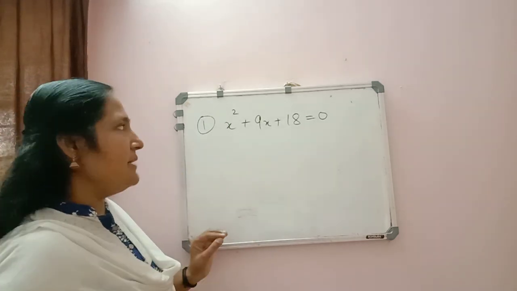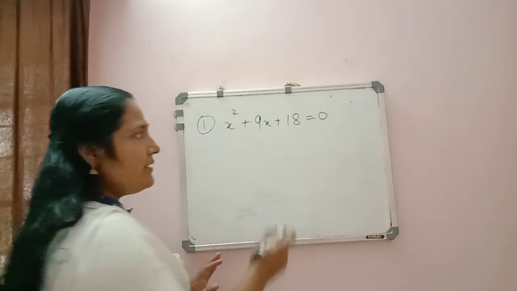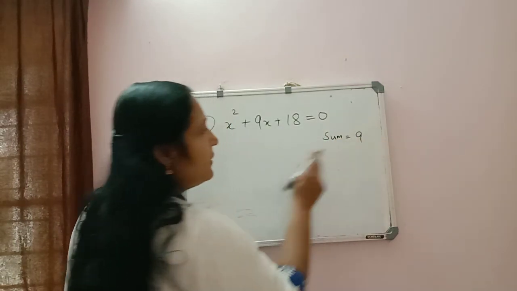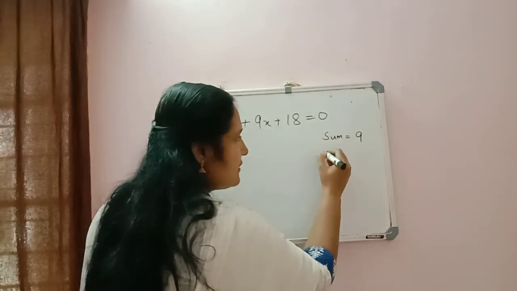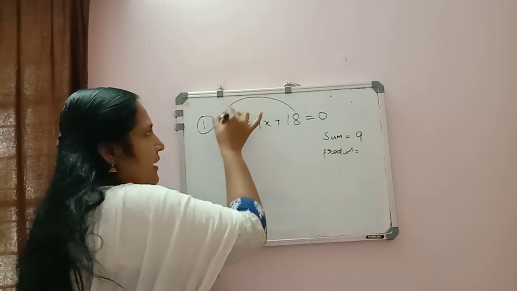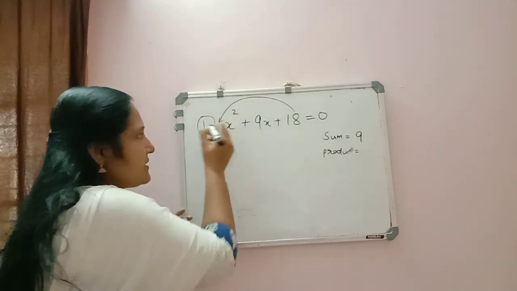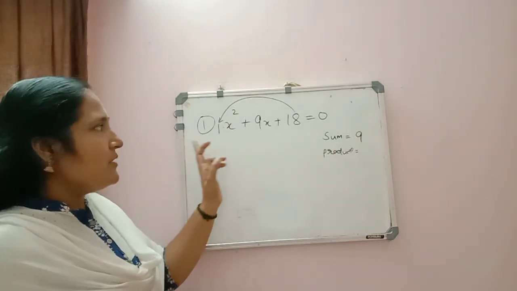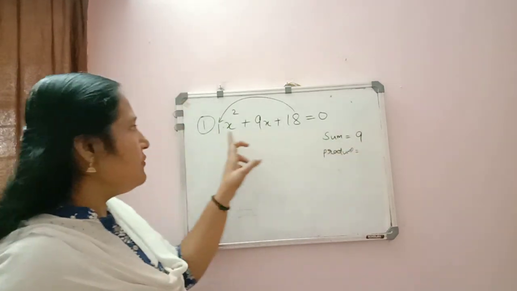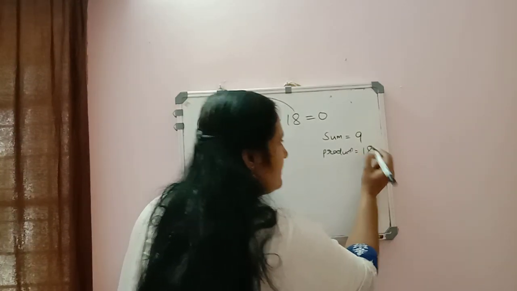How we have to split the middle term, that we have to check. So we'll split the middle term in such a way that we find two numbers whose sum should be equal to 9 and whose product should be equal to the constant term times the coefficient of x square. At present, if nothing is written as the coefficient of x square, we'll rewrite it as 1. So we have to find two numbers whose sum should be equal to 9 and whose product should be equal to 18 into 1, 18.